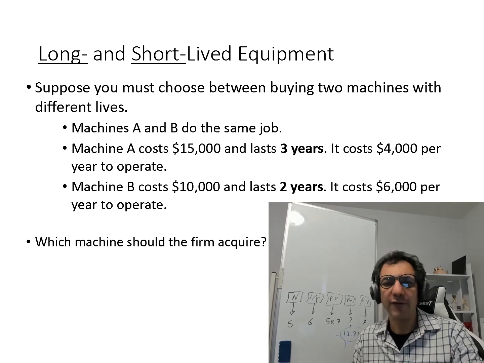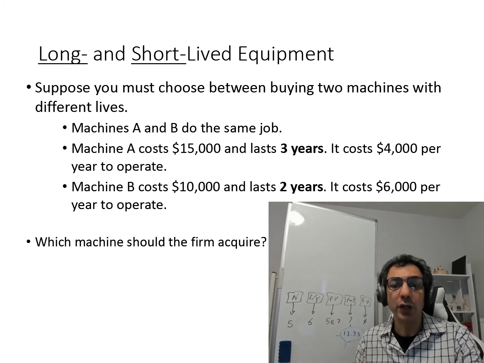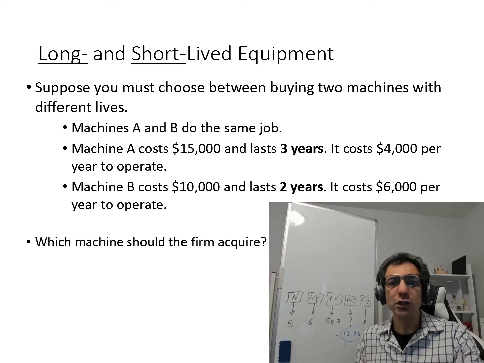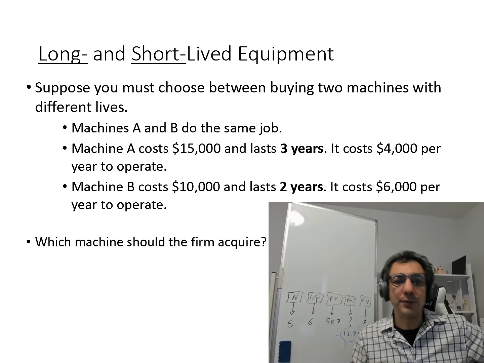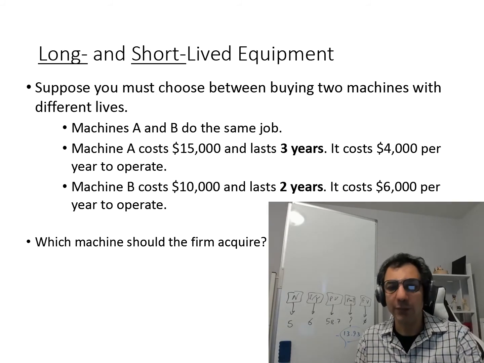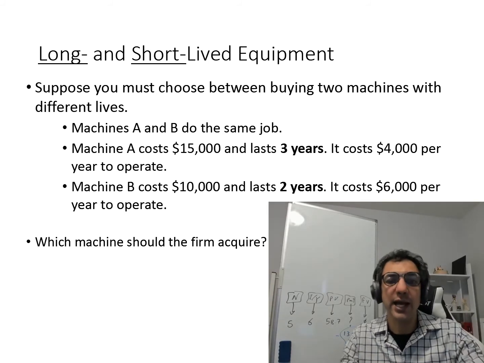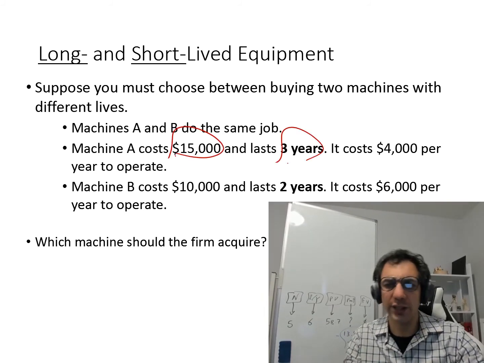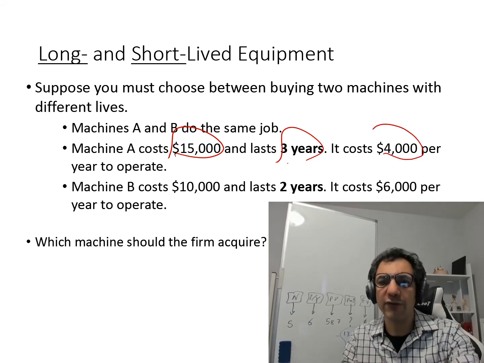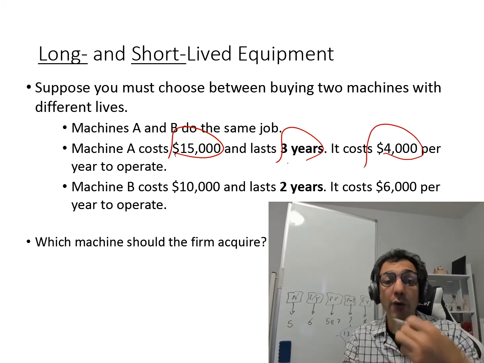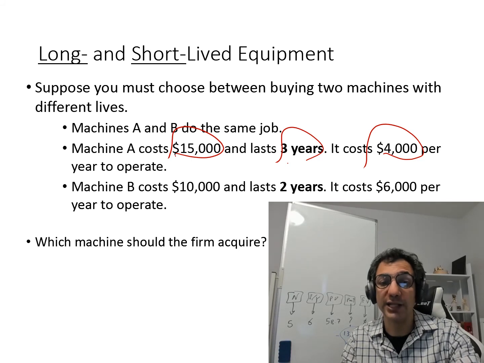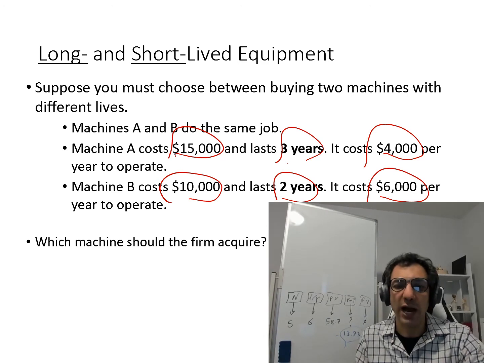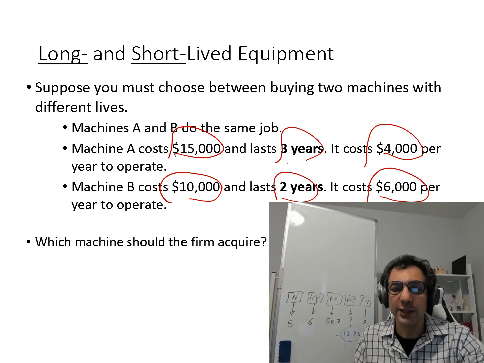Another issue which we have is a similar problem, but when you are going just to buy new equipment or new machines. So let's assume that you have two options. Machines A and B are doing the same job. However, you see machine A is actually costing you more, $15,000, and it lasts longer, 3 years. And also you need to pay $4,000 for the operation. However, machine B is actually costing you less, but it lasts shorter, and because it's less efficient, you have to pay more on an annual basis for maintenance.